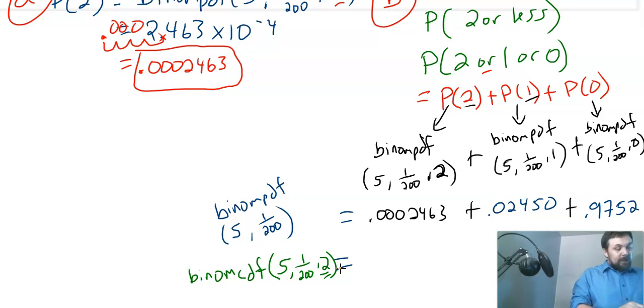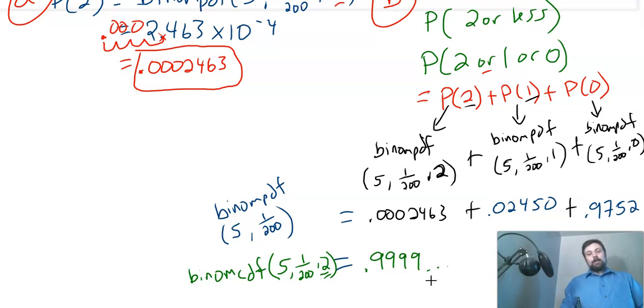And so we are going to get Binomial CDF 5, 1 out of 200, 2, and we get 0.99999. There's even more than that. It's crazy, because if I decide to round it here, this whole thing just rounds up to 1. So it's almost certain that if you were to play the slot machine 5 times, you would have 2 or fewer jackpots. It's not 100%, but it's practically 100%, right?